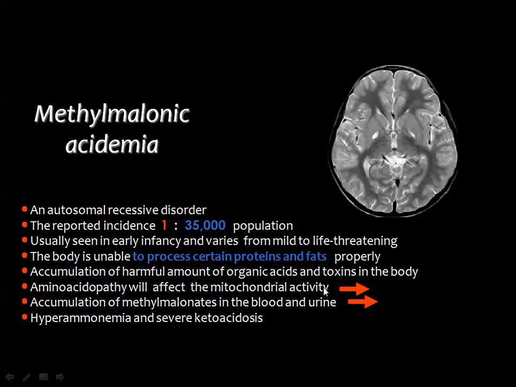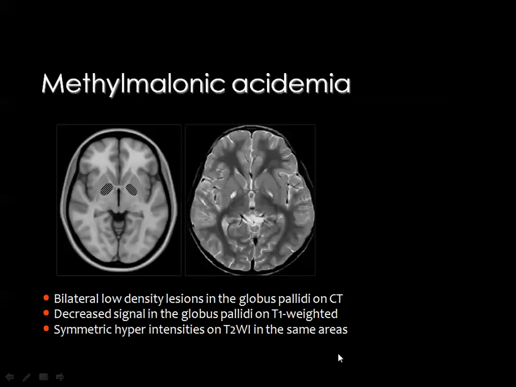Sorry. And this, the body is unable to process certain proteins and fat probably, and this will lead to accumulation of harmful amounts of organic acids and toxins in the body. And this amino acidopathy will affect the mitochondrial activity, leading to accumulation of methylmalonates in the blood and urine, and this will result in hyperammonemia and severe ketoacidosis.